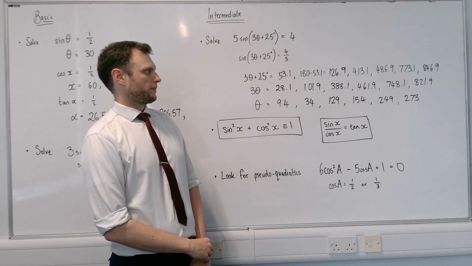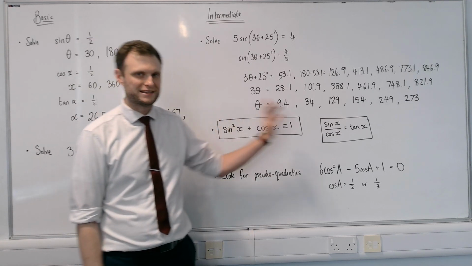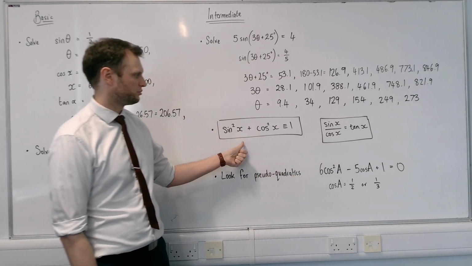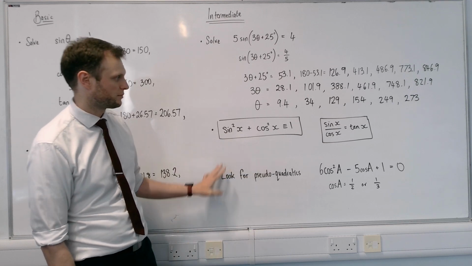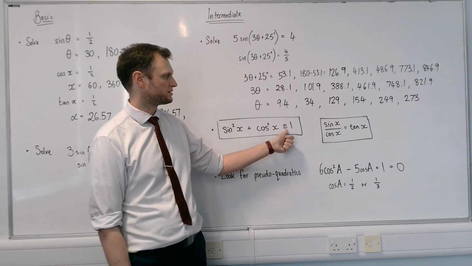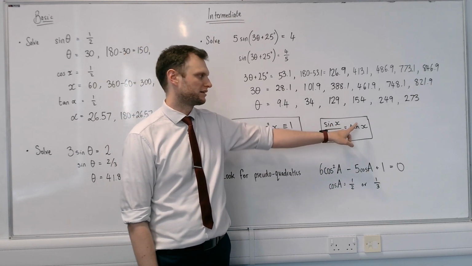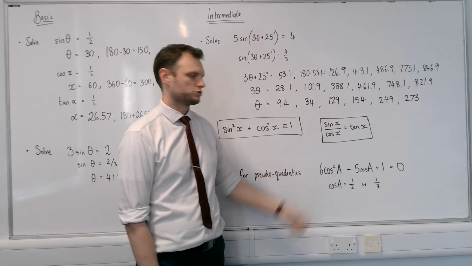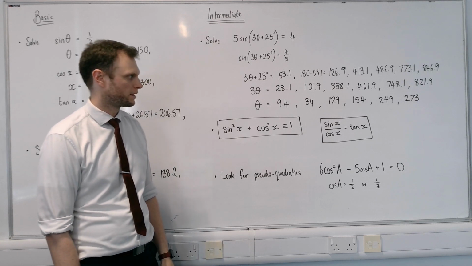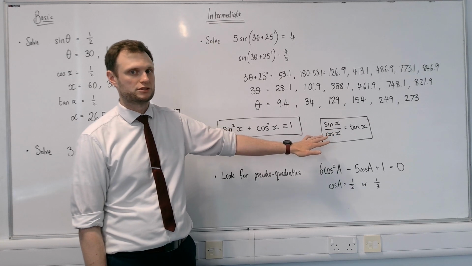Right. Last thing is the identities part. So this is one of your identities, sine squared plus cos squared equals 1, always, no matter what the value of x, that's why it's an identity. And then here, sine x over cos x equals tan x. This isn't an identity because cos x can be equal to 0, so it's not true for all values of x. But these are the two identities, and they are the only two you need to know.